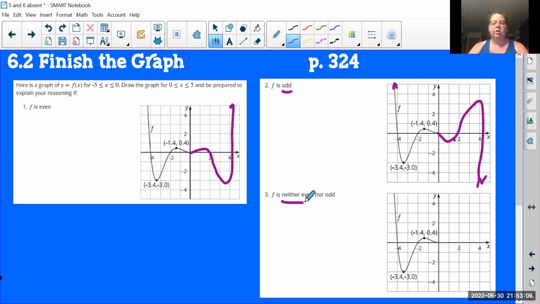All right, and then for neither, just do anything besides the 2 things that we did. Do a straight line, do an up line, do a squiggly line, write your name in cursive, whatever you want to do, just don't do the other 2 things we did. So that's how you can identify them from a graph.